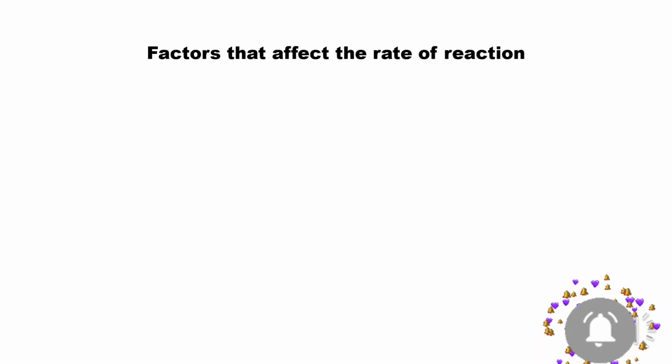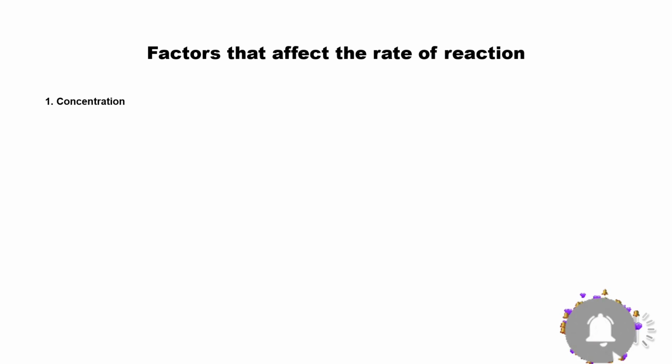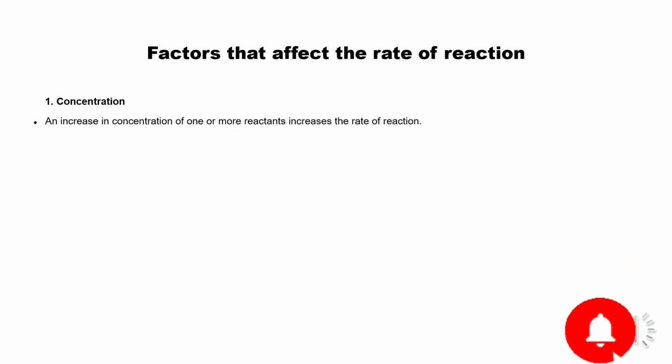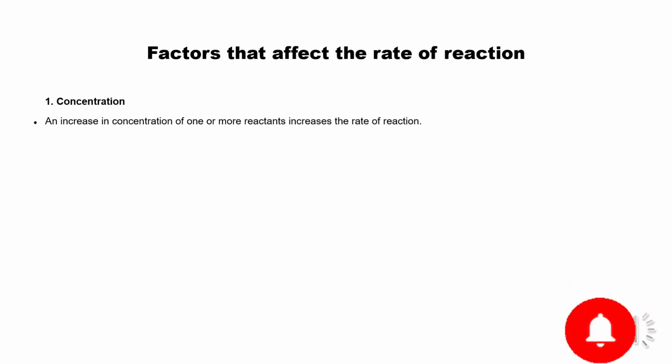Let's look at some of the factors that affect the rate of reaction. The first one is concentration. How does concentration affect the rate of reaction? Any increase in concentration of one or more reactants increases the rate of reaction.